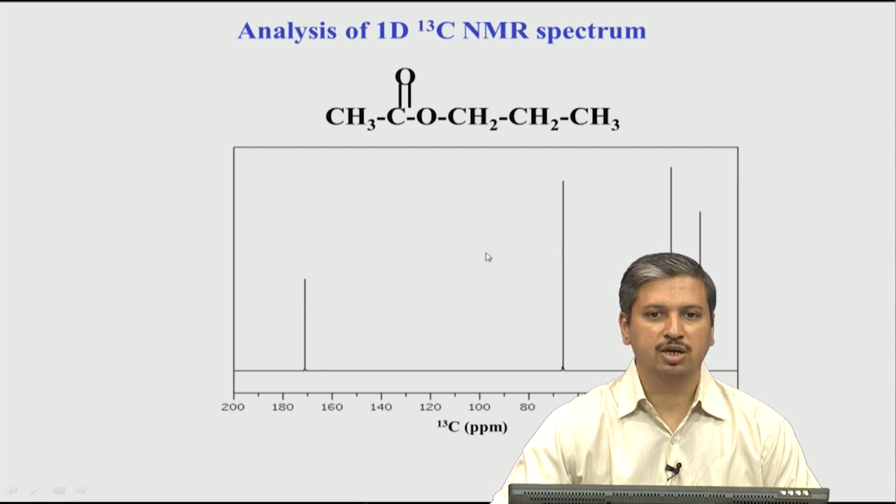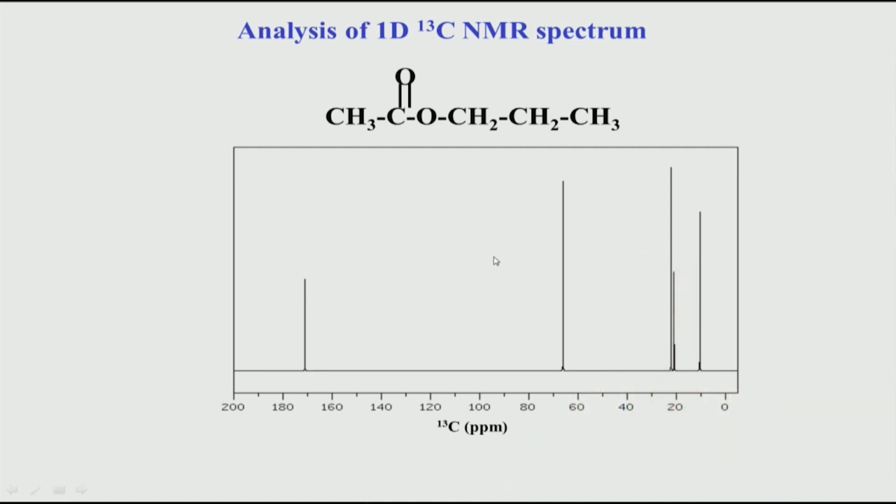This is the spectrum shown here for this particular molecule. Our objective is to figure out which carbon in the molecule corresponds to which peak here. First, let us look at the functional groups. Here we have an ester functional group. Remember, if you go back to the chart, you will see that ester carbonyls come somewhere between 160 to 175, and that is what we are seeing. We are seeing a peak around 170 ppm, which definitely has to correspond to this carbonyl carbon.